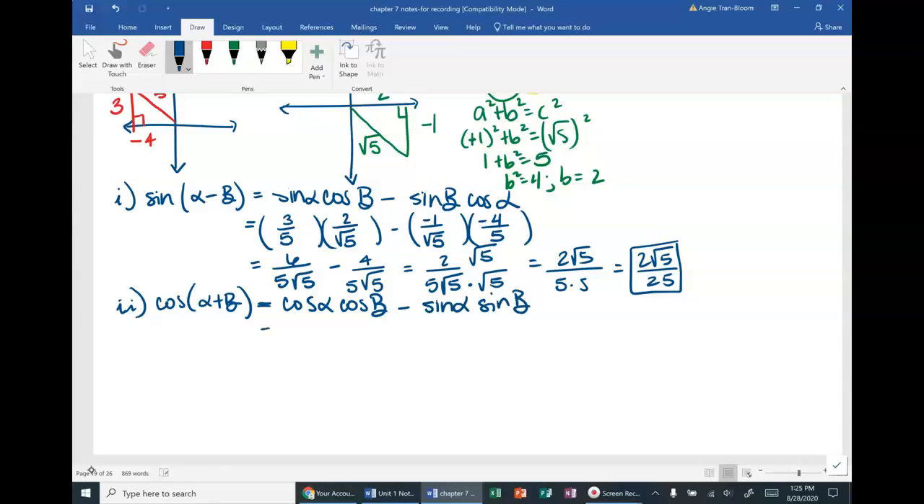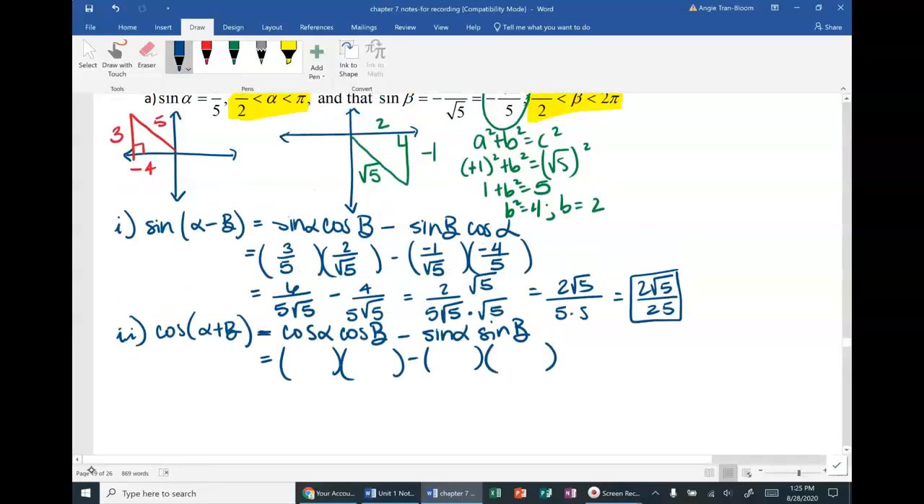Very similar, cosine of alpha, you want to go look at your alpha triangle, in our case is red, and then beta is the green. Cosine is adjacent, so that's going to be negative 4 over 5. Cosine of beta is 2 over rad 5. Sine of alpha, go look at the red triangle, so it's going to be 3 over 5. And sine of beta is going to be negative 1 over rad 5.